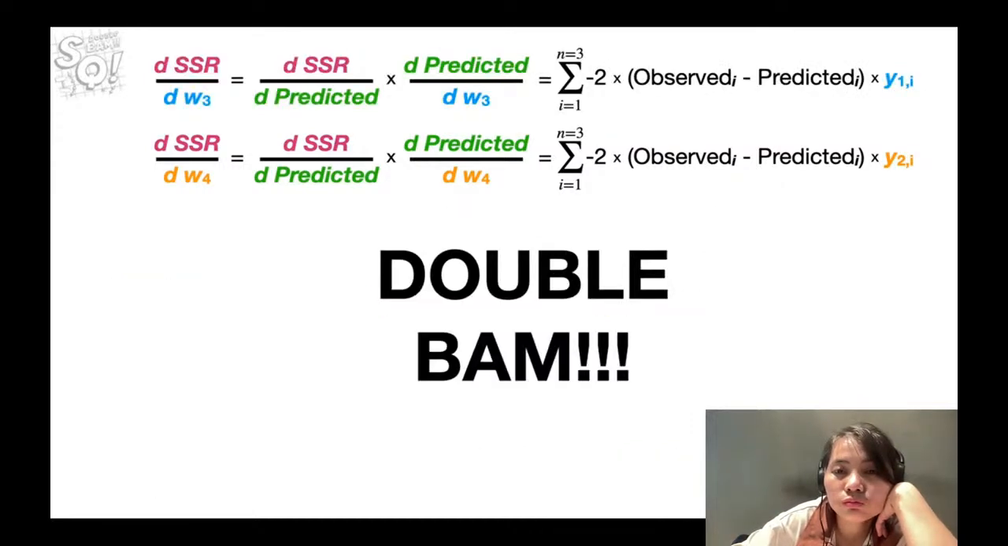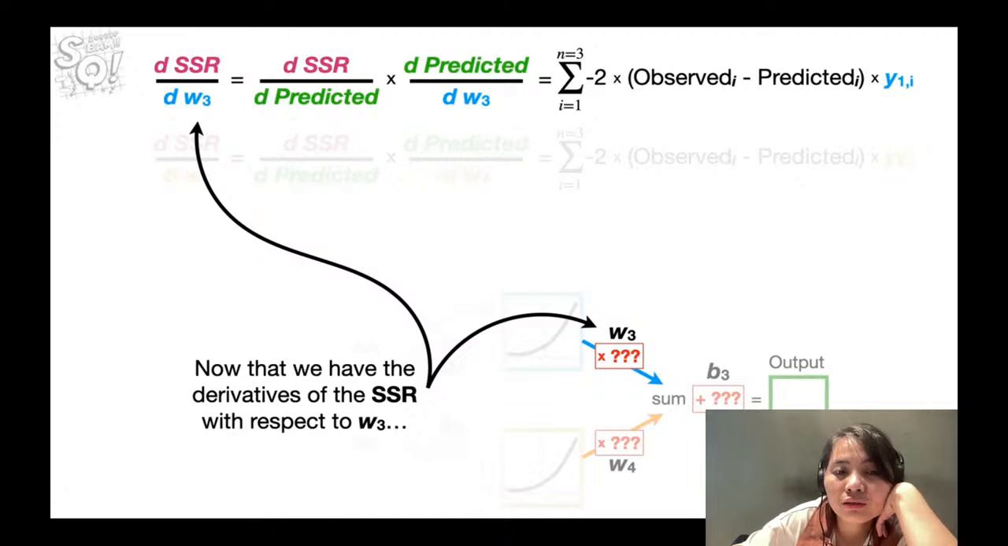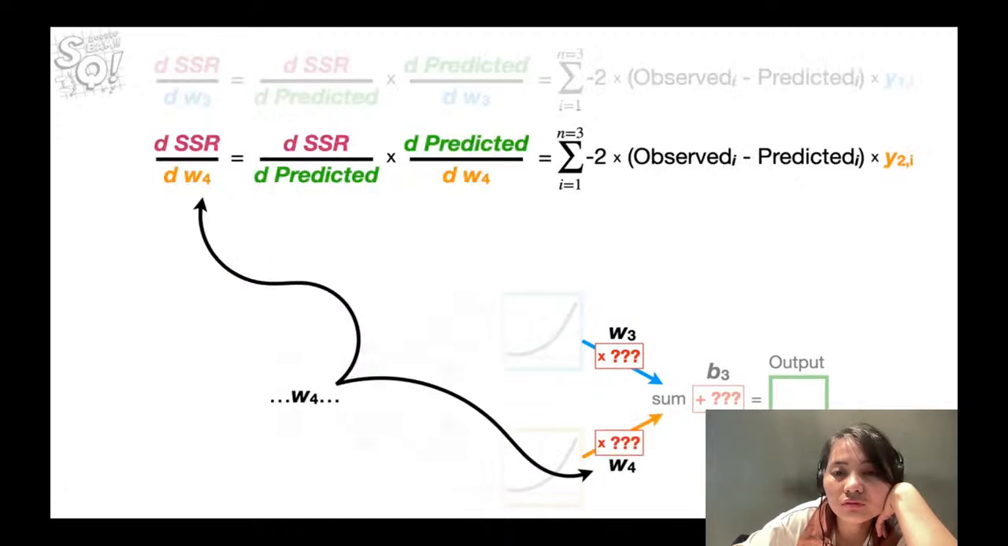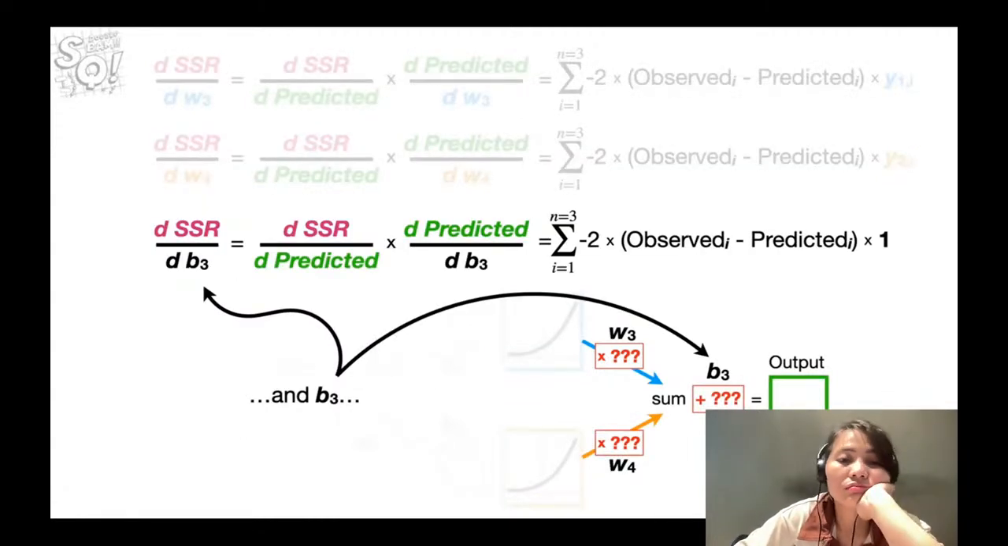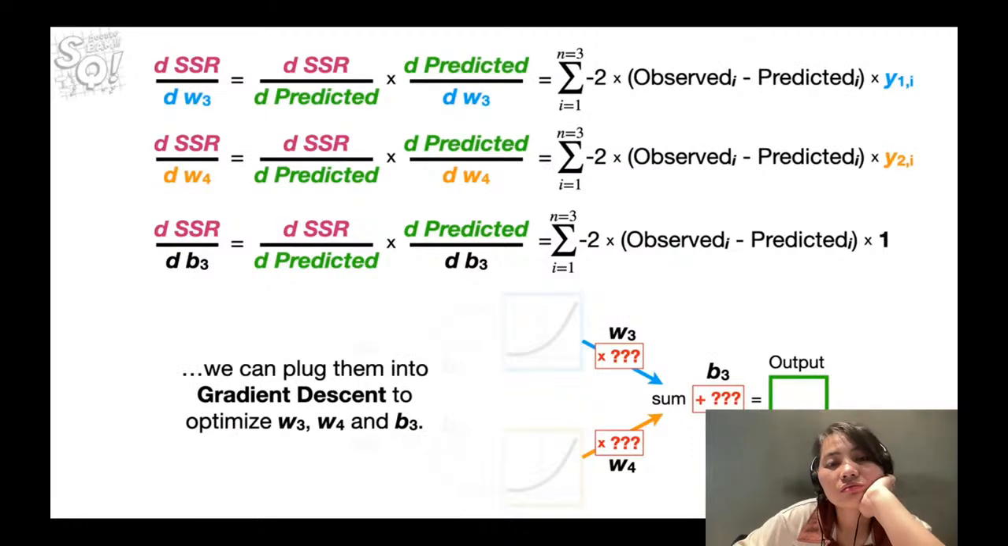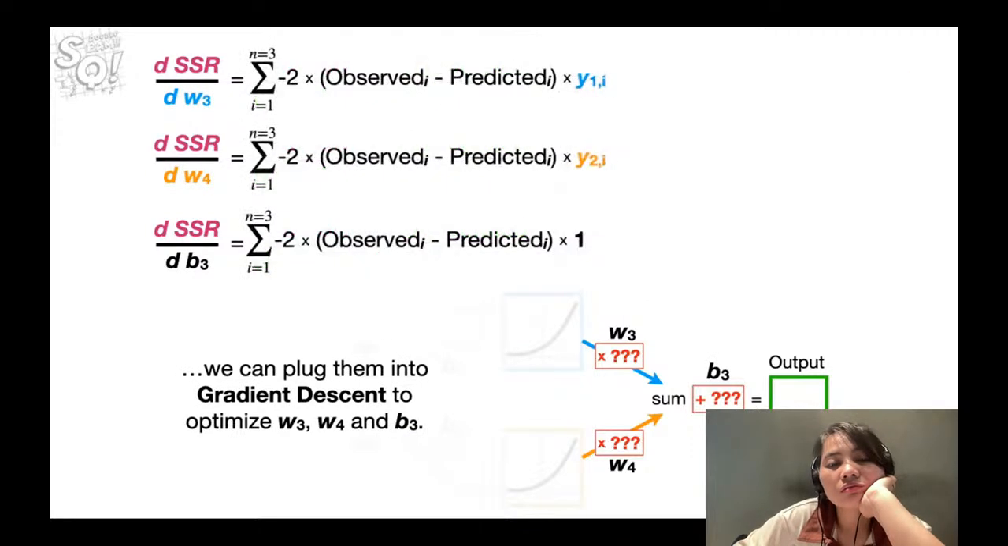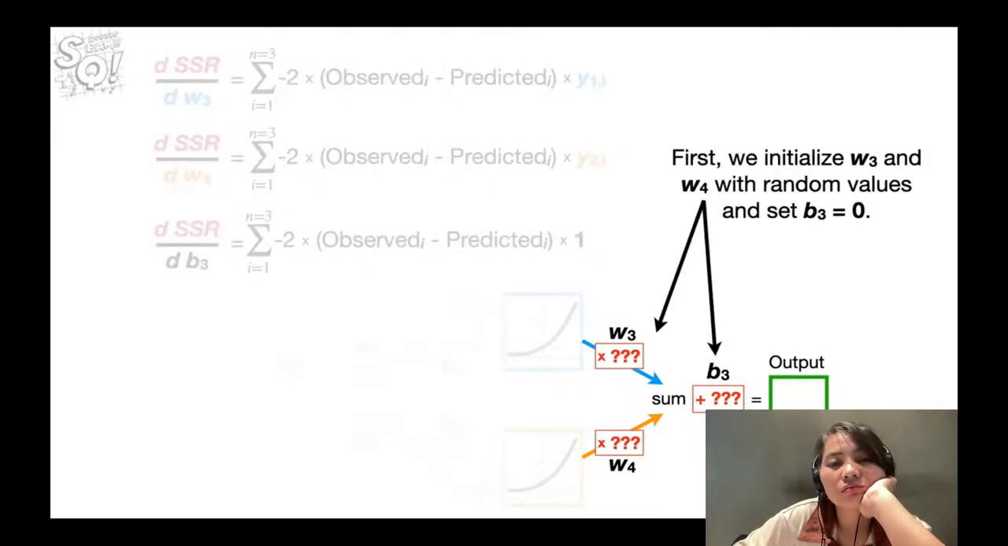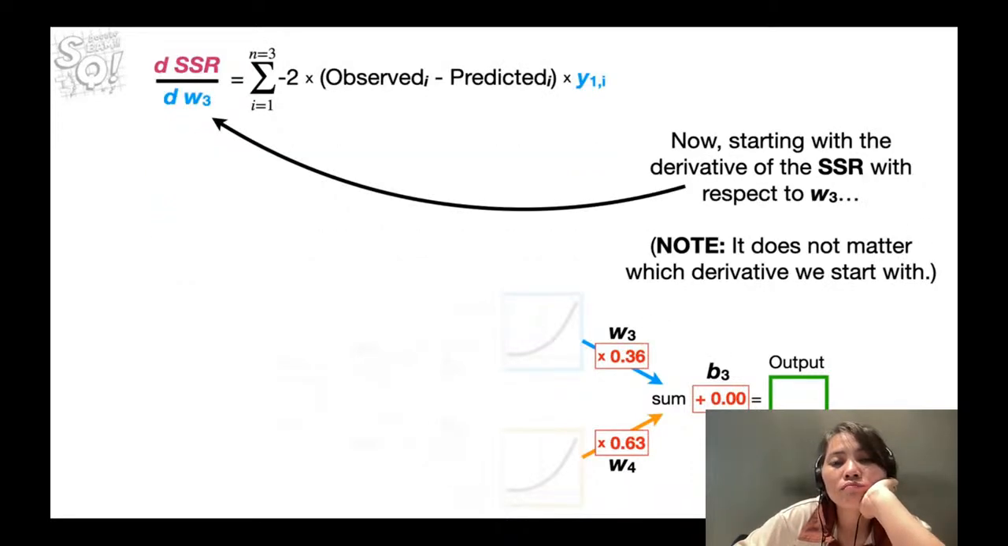Double bam! Now that we have the derivatives of the sum of the squared residuals with respect to w sub 3, w sub 4, and b sub 3, we can plug them into gradient descent to optimize w sub 3, w sub 4, and b sub 3. First, we initialize w sub 3 and w sub 4 with random values and set b sub 3 equal to 0.